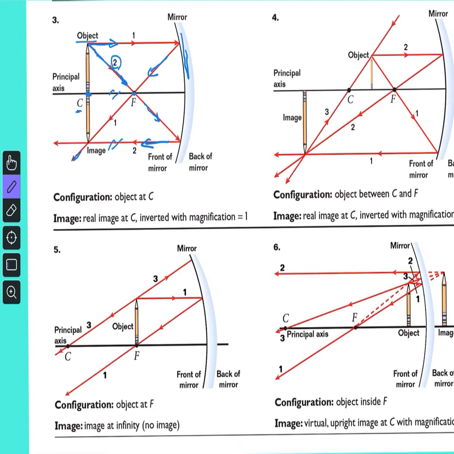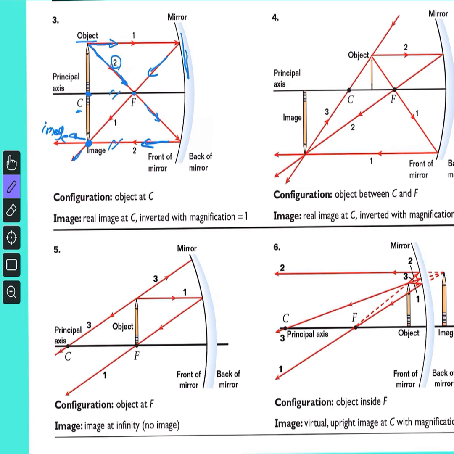And then the two rays, both of them, are going to intersect at which point? It's going to intersect at this point. So this point is the place of the image. When the two reflected rays intersect at one point, we call this point the image, the place of forming the image.